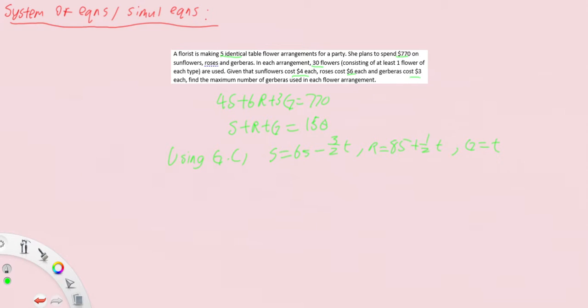Okay, now, the problem is they want to find the maximum number of gerberas, right? And because we have a parametric solution, we will be manipulating the t, or experimenting with the value of t. Now, if you think about it, what's one condition that you have to fulfill? The number of flowers has to be a whole number, right? You cannot have half a rose, right?